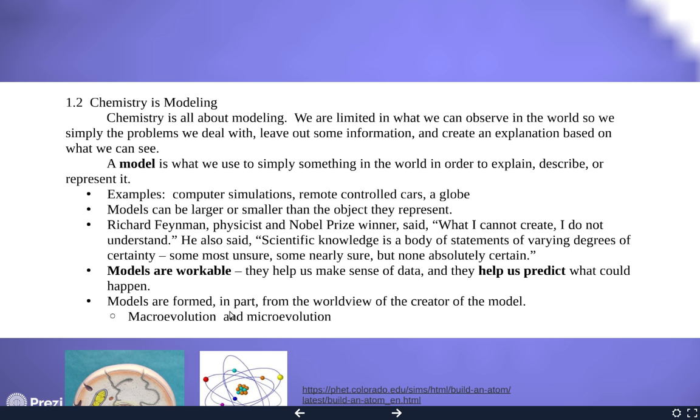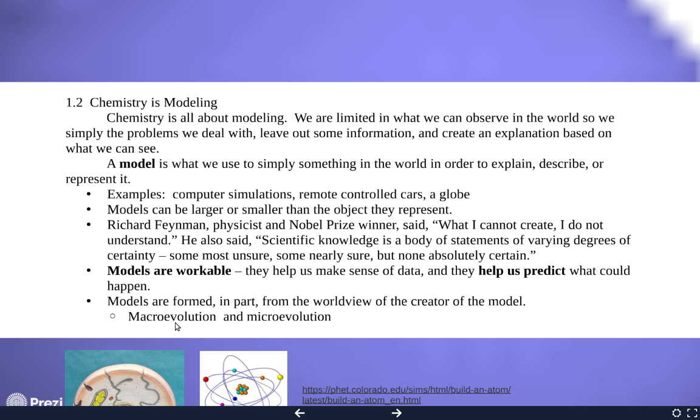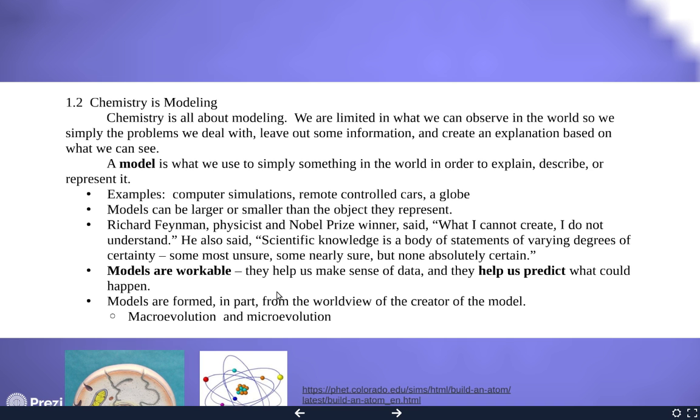And models are formed in part from the worldview of the creator of the model. Whoever makes the model, it's going to be reflected in the model. So you can have something like macroevolution and microevolution. Macroevolution is the larger evolution where you feel like one thing evolves into a new species. And microevolution would be smaller, in that one thing might slightly change depending on the environment, like dark skin and light skin, depending on what's going to protect you from the sun. Whether you believe in these two is going to be dependent upon your particular worldview.